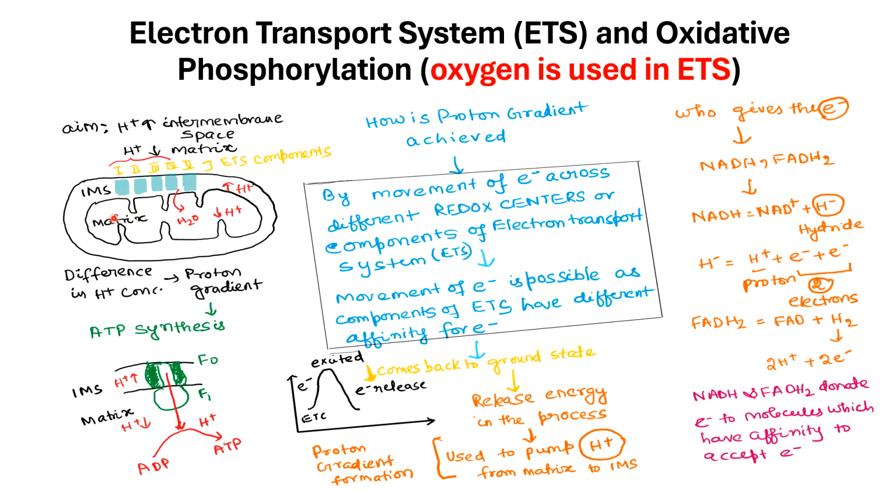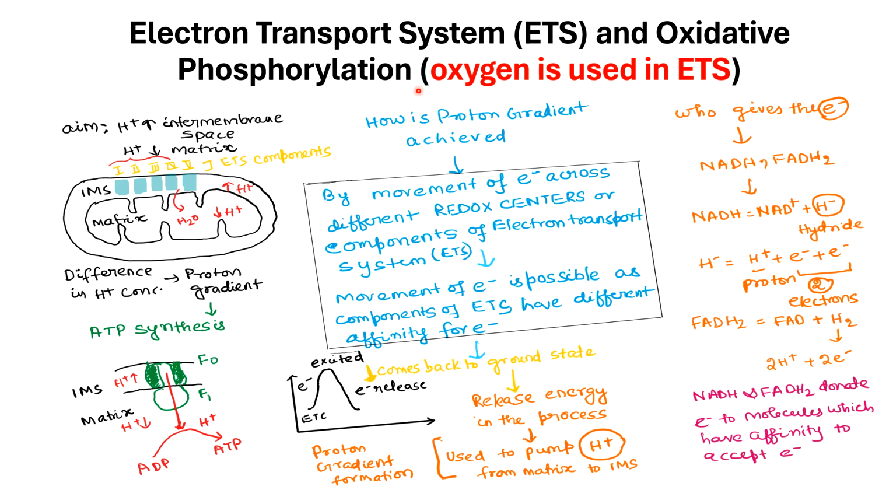So this difference in the proton concentration in IMS and matrix sets up a proton gradient, and this proton gradient leads to increased H plus in IMS and decreased H plus concentration in matrix. So there will be a tendency of the protons to flow from the inner membrane space towards the matrix, and this proton gradient leads to the formation of ATP. So that is the concept for the electron transport system, and how ATP is being generated.